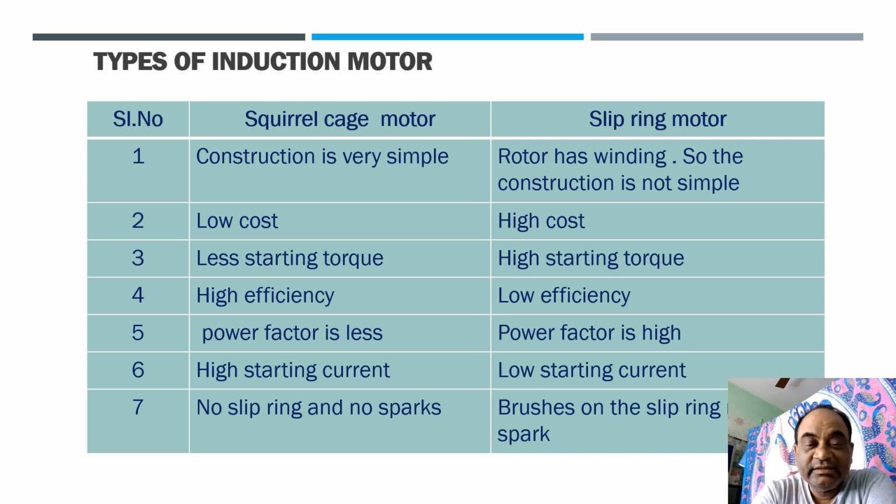No slip ring is there in the case of the squirrel cage induction motor, as its conductors are shorted with the rings and they are not connected to the outer circuit, external resistances. So there is no question of any slip ring in this case. That is why it is less costly as compared to SRIM. Brushes on the slip ring spark in the case of the slip ring motor at higher loads, especially.